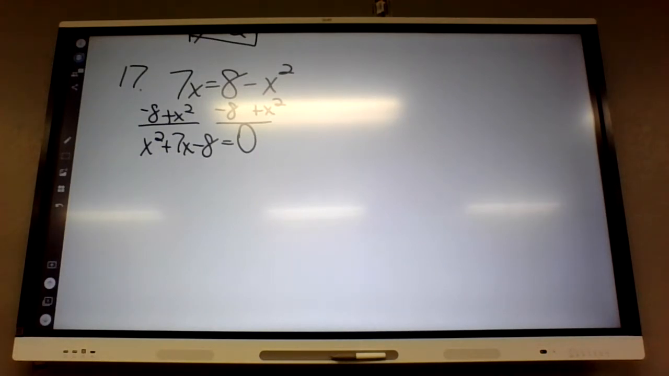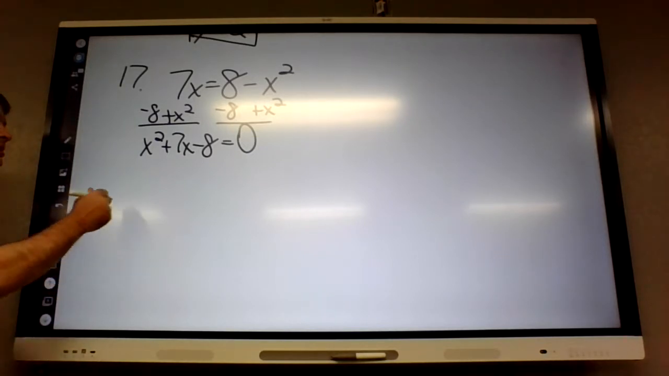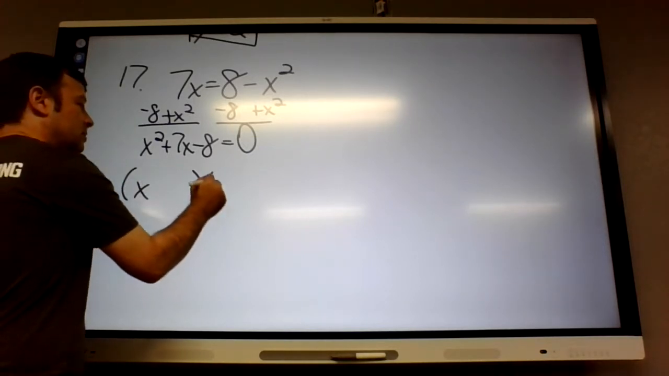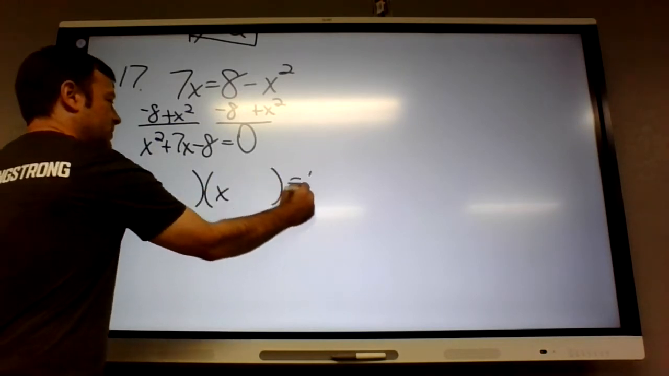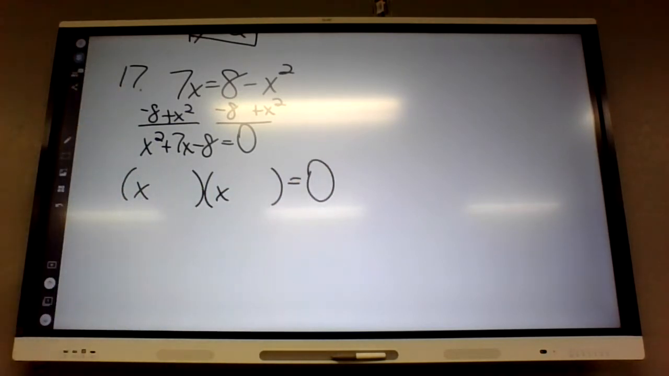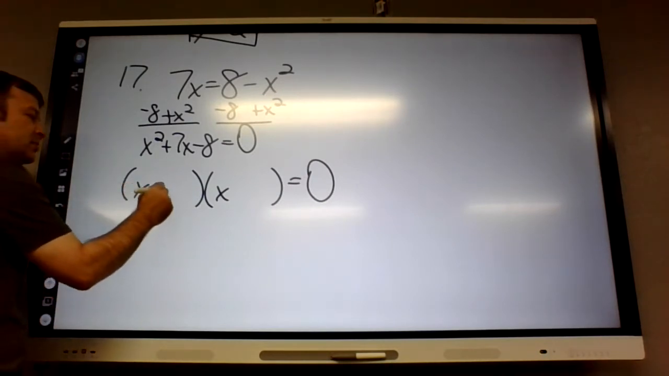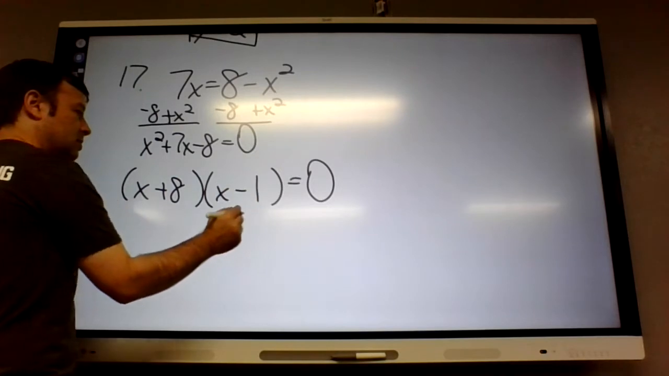Plus x squared to the left. Does that make sense? Oh, yeah. Graded factor. What goes into negative 8? 8 and negative 1. That adds up to 7, yes.